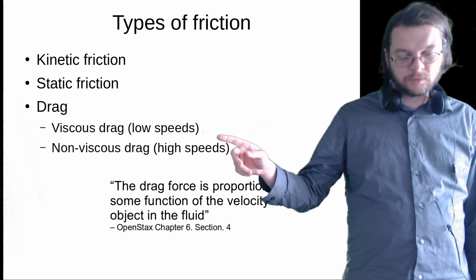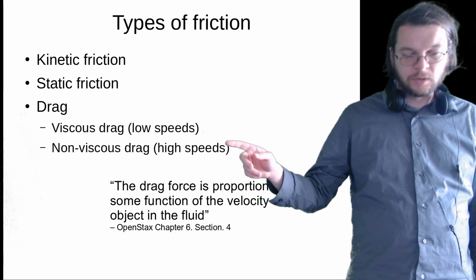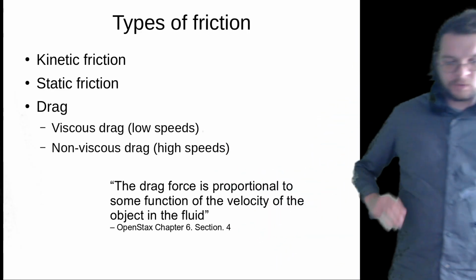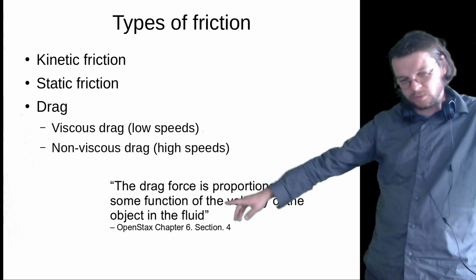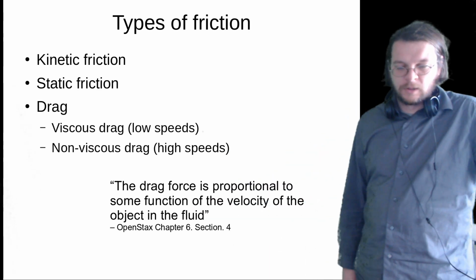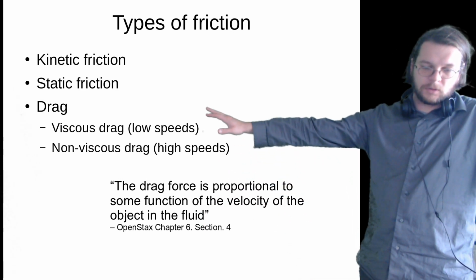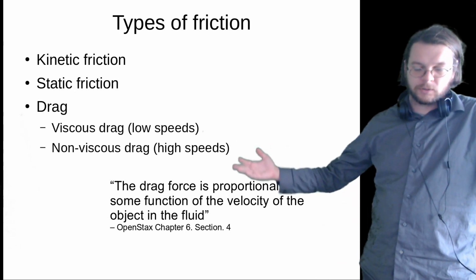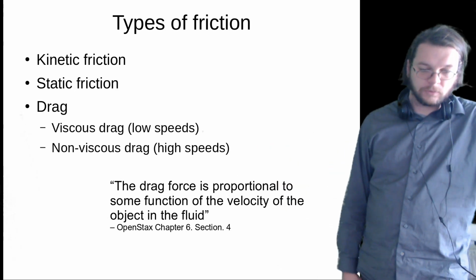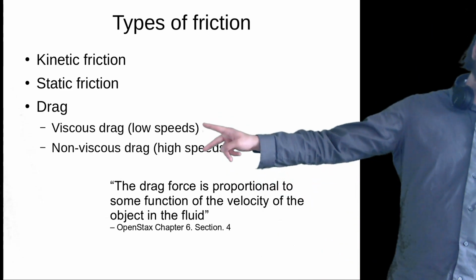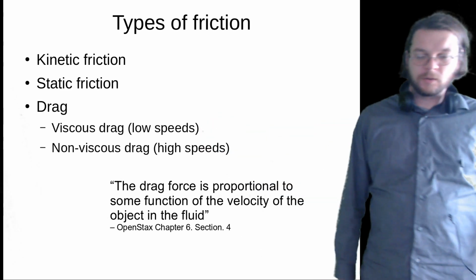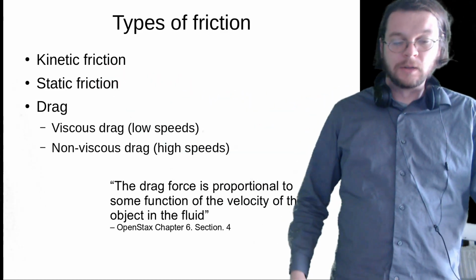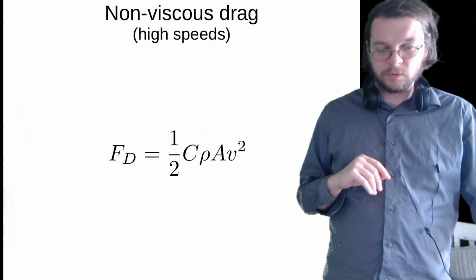There's viscous drag, which is relevant at low speeds, and then there's non-viscous drag, which is relevant at high speeds. So one year when I was teaching this course, we used this free OpenStax textbook, which is very good, and their summary of these two things is that the drag is relative to some kind of velocity of an object in a fluid, and both of these types of drag depend on what the velocity is. I think I mentioned earlier that the kinetic and static friction don't care what the velocity is, but these types of drag do, as I'll explain in just a moment.